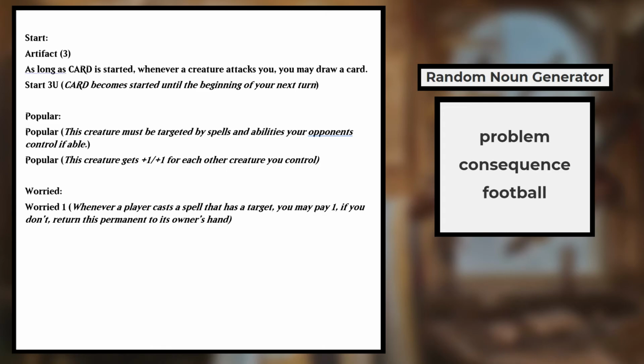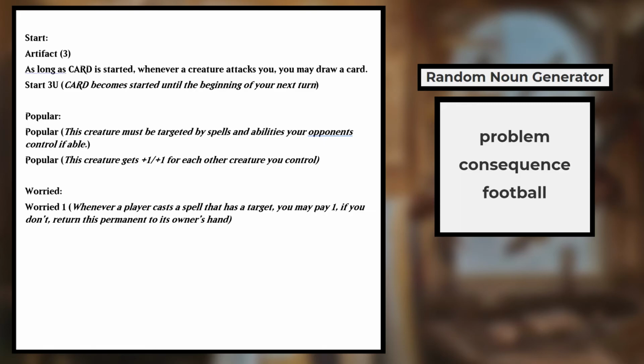This is interesting. Problem, I don't think you could really do unless it was some huge mechanic where it was like problem, then a dash, and then some sort of requirement, and you have to be able to fulfill that requirement by the next time your upkeep happens. And if you don't do that, you get sacrificed or something. That could be something kind of interesting, but I don't know if that really fits well with problem.